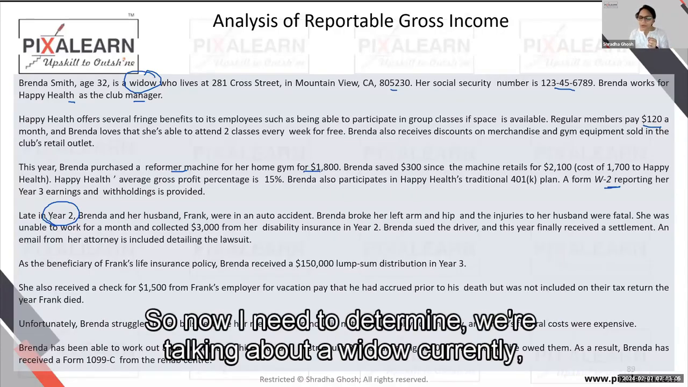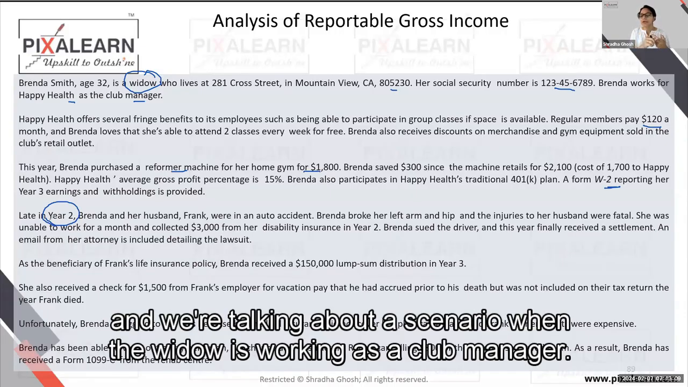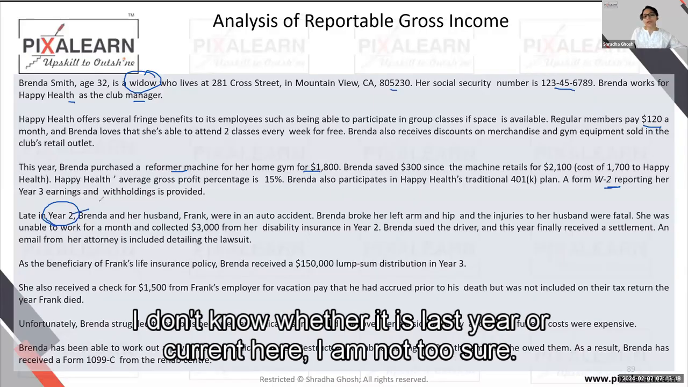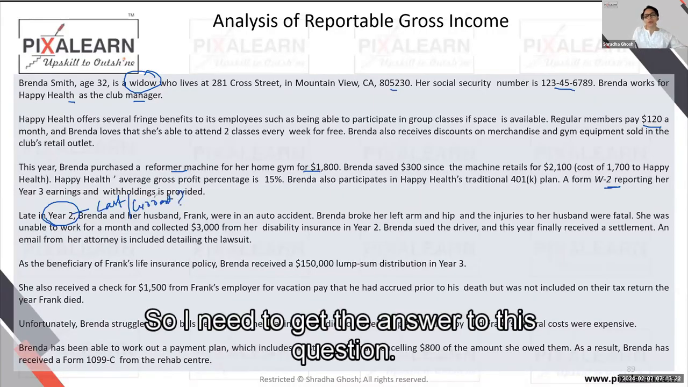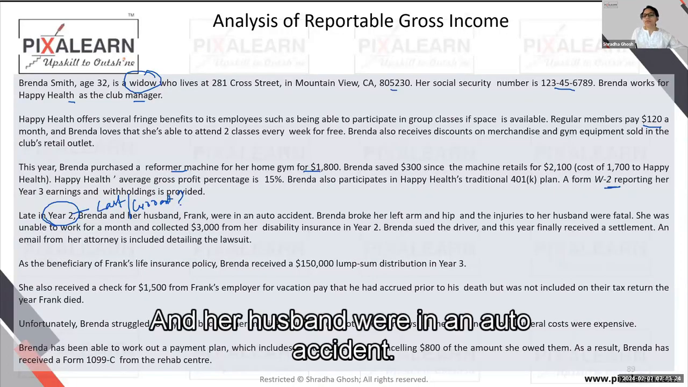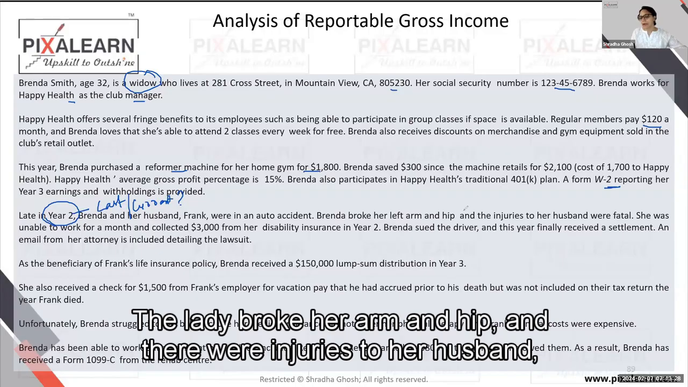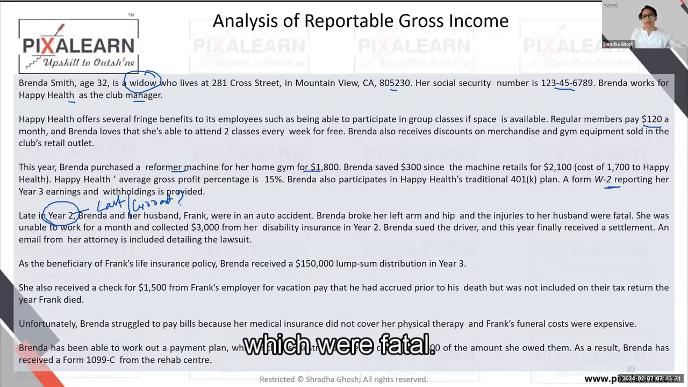Okay, so now we need to determine, we're talking about a widow currently, and we're talking about a scenario when the widow is working as a club manager. There is some data given about the fringe benefits. Okay, late in year 2, which I don't know whether it is last year or current year, I'm not too sure. So I need to get the answer to this question. And her husband were in an auto accident. The lady broke her arm and hip, and there were injuries to her husband, which were fatal.